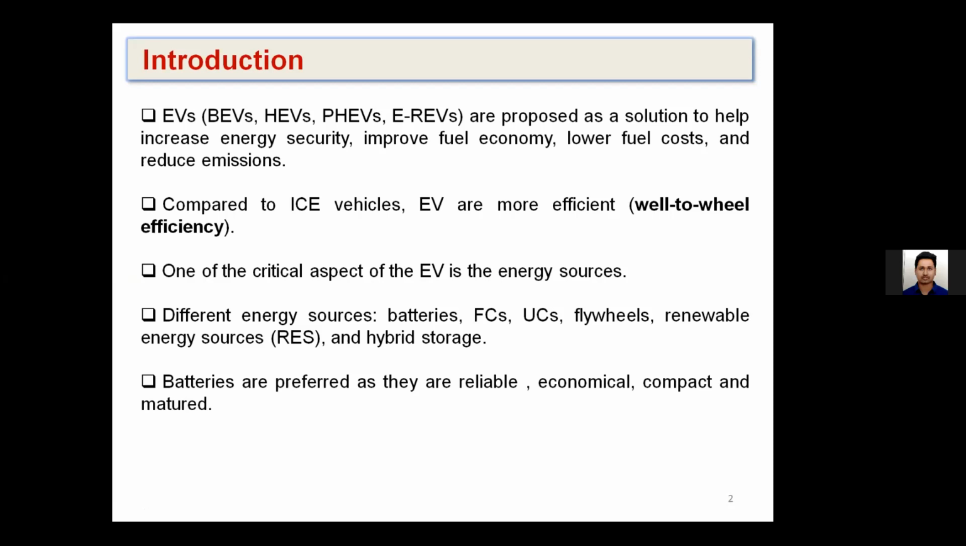Even in the four-wheeler segment, that is cars, we already have several cars like Tata Nexon and Mahindra, and also from other companies. So due to the following reasons, they are getting popular. And when compared to the conventional IC vehicles, they are more efficient with respect to the well-to-wheel efficiency. What is this? We'll see sometime later.